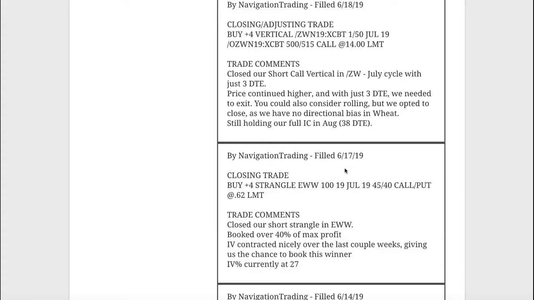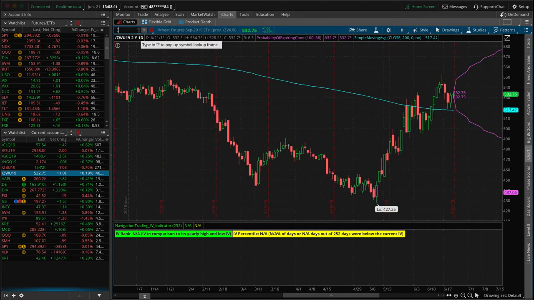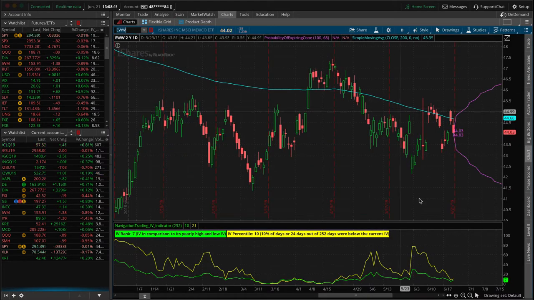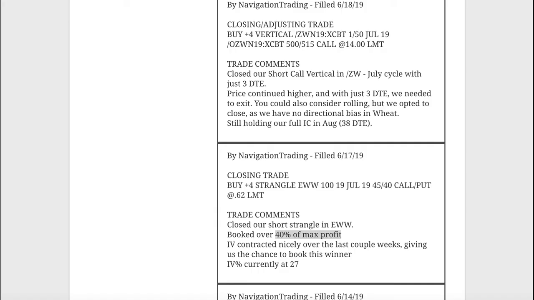Starting with Monday the 17th, our first trade was a closing trade in EWW. We had a short strangle on in EWW and booked over 40% of max profit on that trade. Nice contraction in implied volatility gave us a chance to book that winner. The implied volatility in EWW is now a bit low to be putting on new positions. You can see IV percentile is at 10 and IV rank at 7. So we're not looking to re-enter EWW at this time.